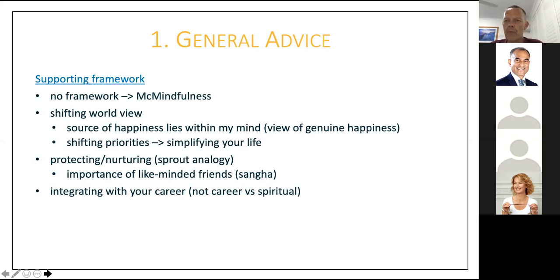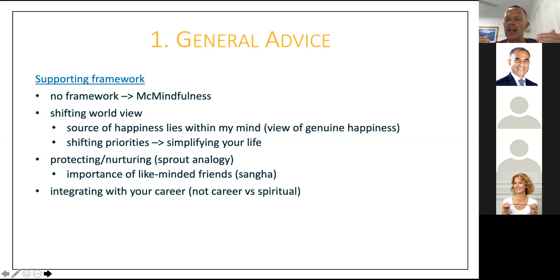Because if we abandon our career, then one, how are we going to financially support ourselves? And two, if that's the one thing we're good at, how are we going to benefit the world if we've given that up? So rather, we need to integrate those two. So to use these ideas to make your career more meaningful.